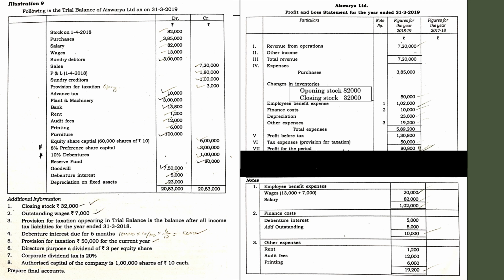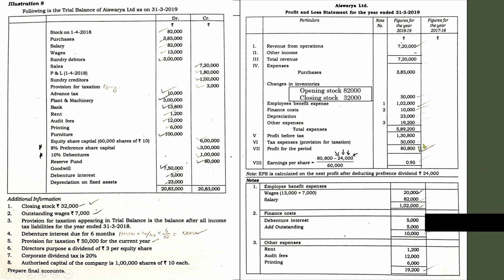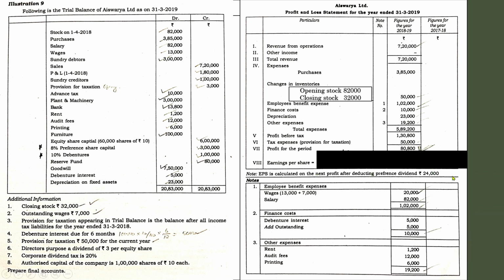So the computation will be earning per share is net profit available to the equity shareholders. Net profit available to equity shareholders means profit during the period minus preference dividend. So it will be 80,800 minus 24,000 divided by total number of equity shareholders. That is, each shareholder will get 95 paise for the profit or earnings earned by the concern. So this is how you have to prepare the statement of profit and loss.